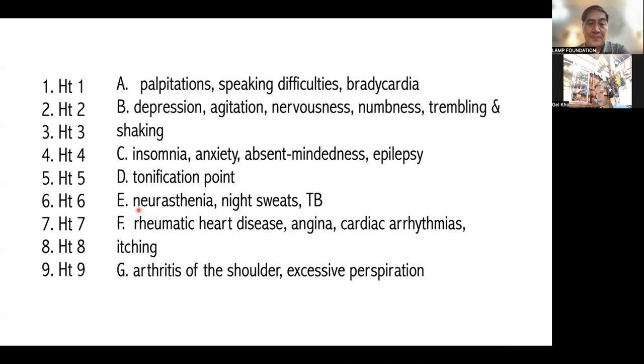Number 6, Heart 6 is the Xi-cleft point, and my answer is letter E, for neurasthenia, night sweat, and TB. Yeah. Actually, it's also good for blood issues, no? Like with a cleft point, like TB, there is hemoptysis, those with TB cough up blood, no? So Heart 6 is very good, night sweating especially. Number 7.